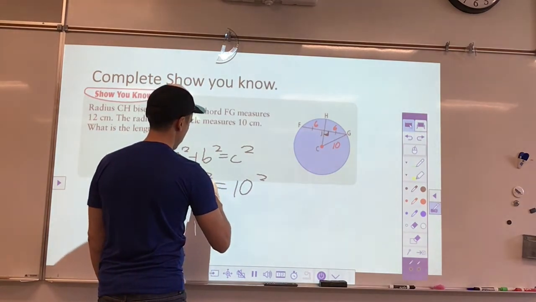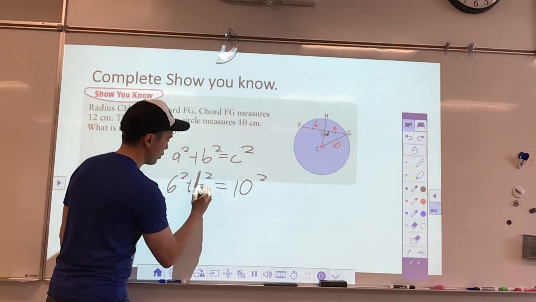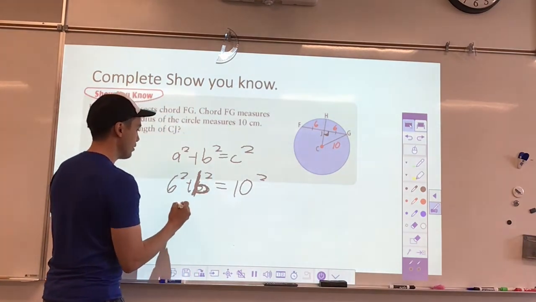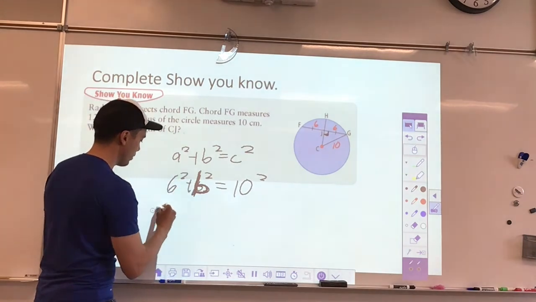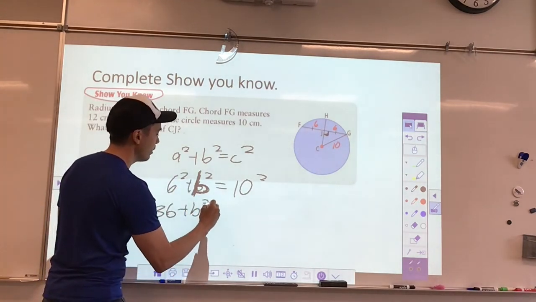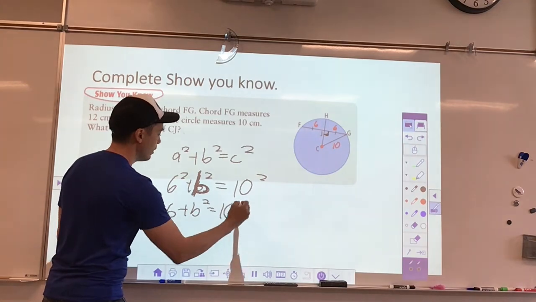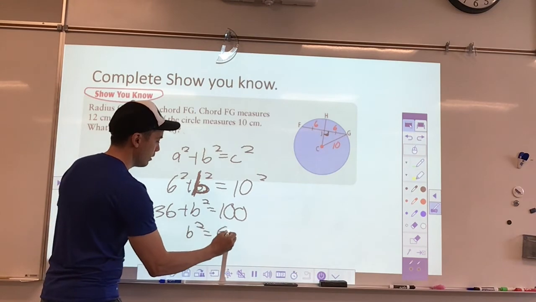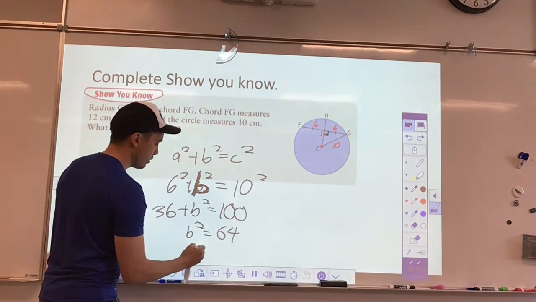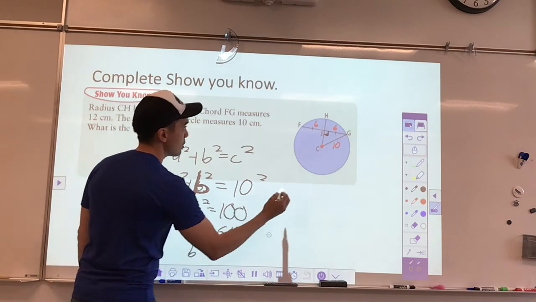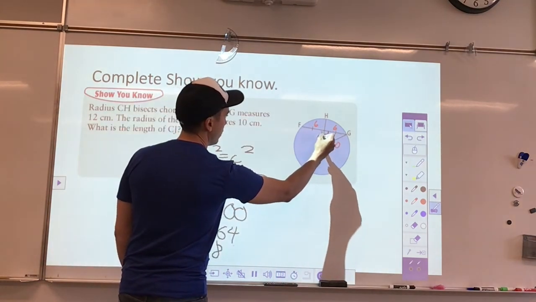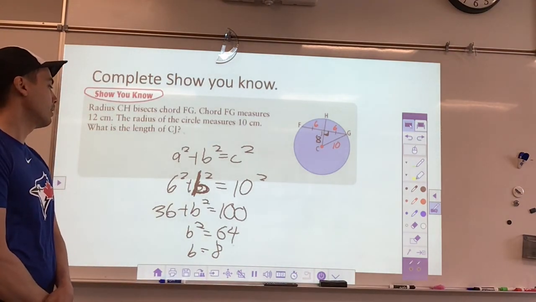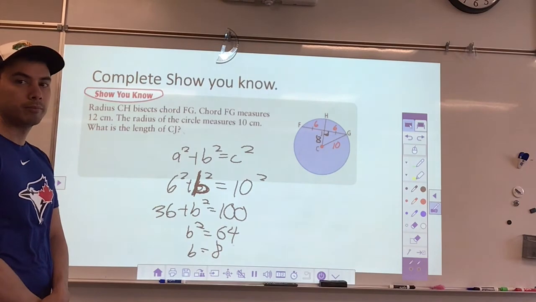B squared, I don't know. Oh dear, that B looks like a 6. Let's change it. This is a B. Okay. And so I have 6 squared is 36 plus B squared. 10 squared is 100. I'm going to subtract 36 from both sides to get 64. Square root both sides, B equals 8. So now I know that this length, CJ, equals 8. And that is really it.